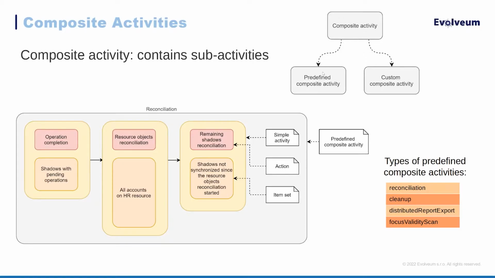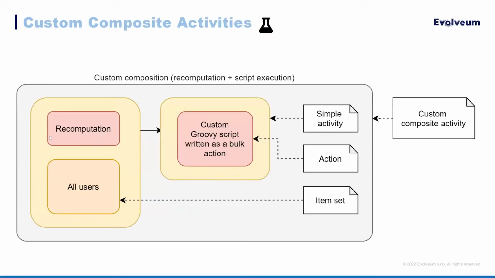And besides those predefined composite activities, we now also have custom ones. Such activities contain customer-specified children. So, for example, you can define a composition of a recomputation of all users, followed by, let's say, execution of a Groovy script, or by creation of a defined report, or basically anything you would like to. You can also, for example, combine reconciliation of three distinct resources into one activity if you need to. This composition mechanism is really powerful.